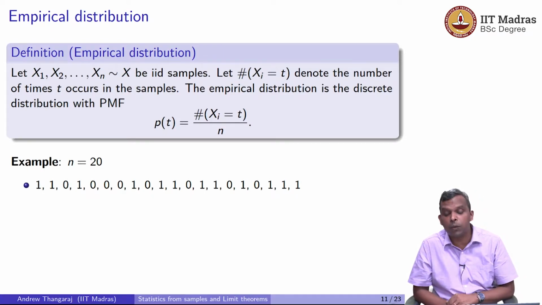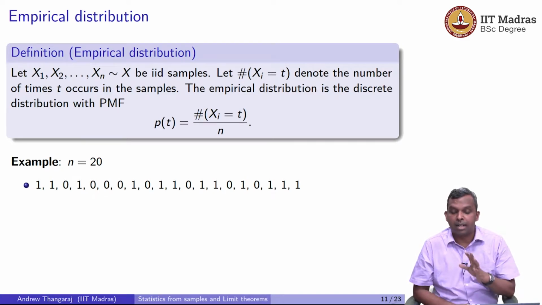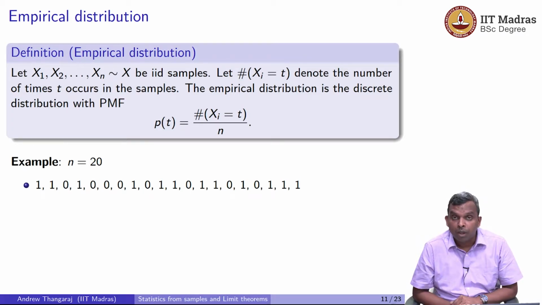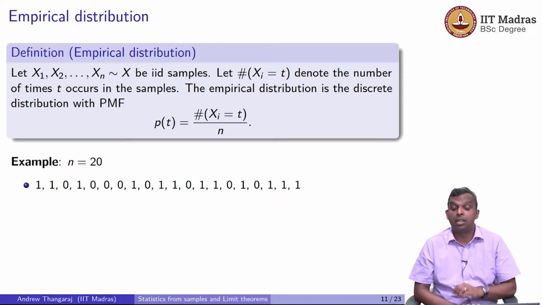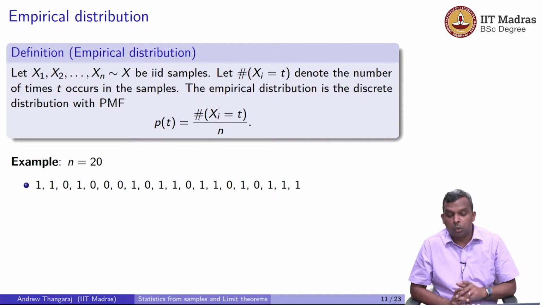The sample is given to you. You simply count how many times t occurs in the samples. That is the number of xi equal to t, and then once you do that, you can find a distribution. So what is this distribution? The probability of observing t as an outcome in this distribution is the hash of xi equal to t, the number of times t occurred, divided by n. So this defines a PMF, right? The random variable with this PMF has a distribution that is called the empirical distribution.